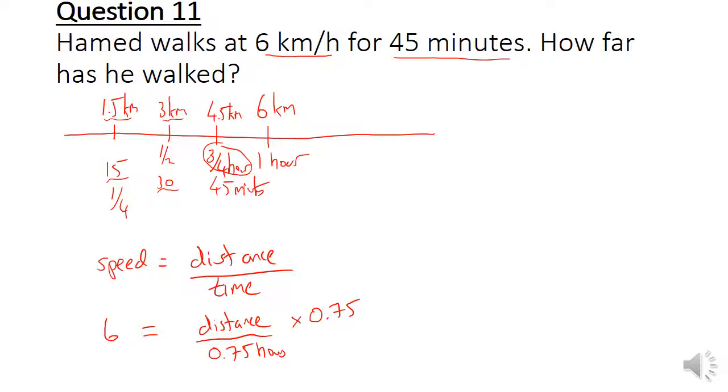And what we do on the right-hand side of the equation, we need to do on the left-hand side of the equation. So we times that by 0.75. And we'd end up with distance on its own on one side. So distance is equal to 6 times 0.75, which would give us 4.5 kilometres. That's the distance that he would travel.